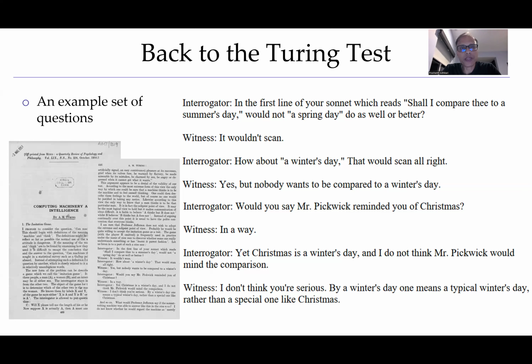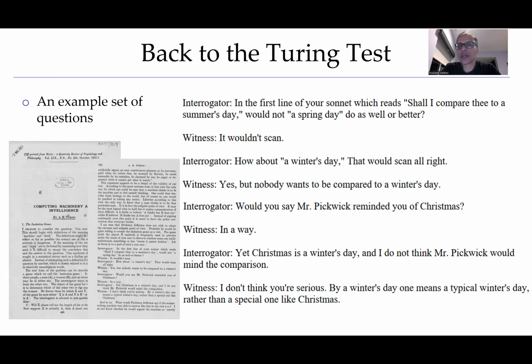Well, let's take an example of a Turing test. This is a snippet of a conversation, which could be part of a Turing test, that is in Turing's original paper, Computing Machinery and Intelligence. In that paper, Alan Turing describes a hypothetical conversation between the interrogator and the witness, the witness being either human or a machine. I won't go through all of it, but I'll give a brief summary.